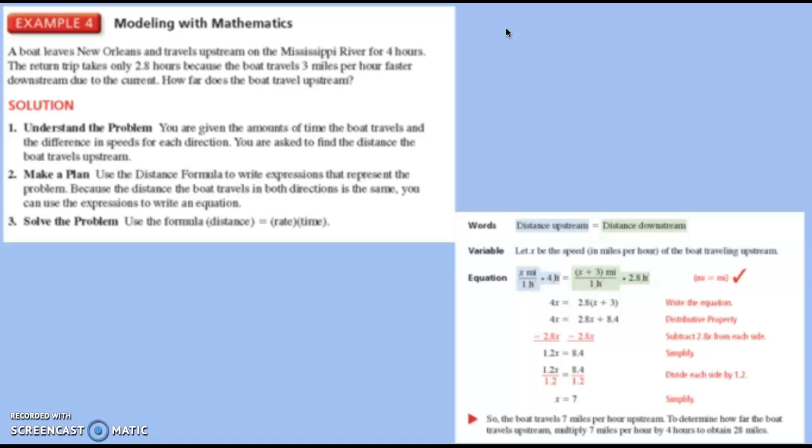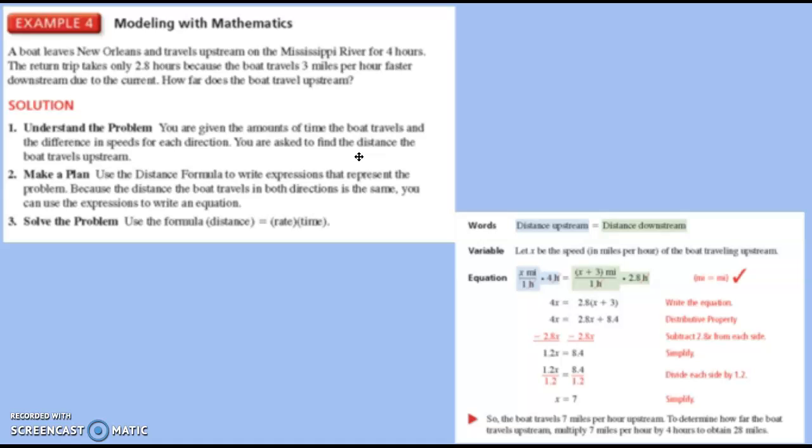The first thing we need to do is understand the problem. We are given the amounts of time the boat travels and the difference in speeds for each direction, so we are asked to find the distance the boat travels upstream. Then we need to make a plan. We use the distance formula to write the expression that represents the problem, because the distance the boat travels in both directions is the same. So you can use the same expression to write the equation.